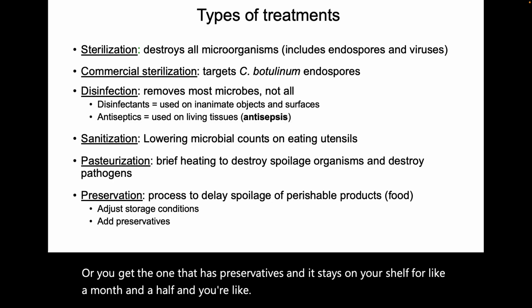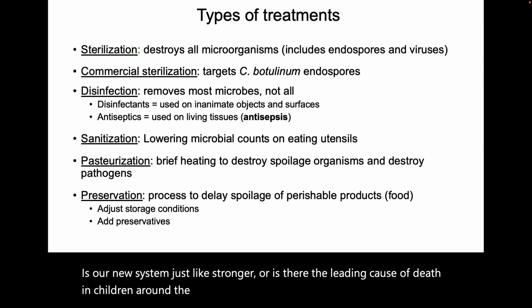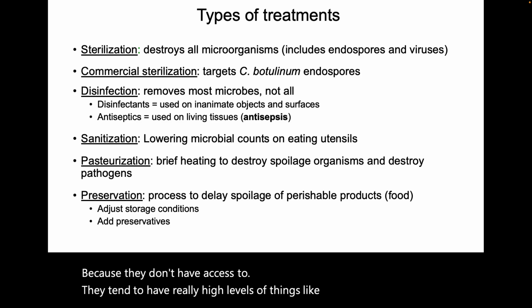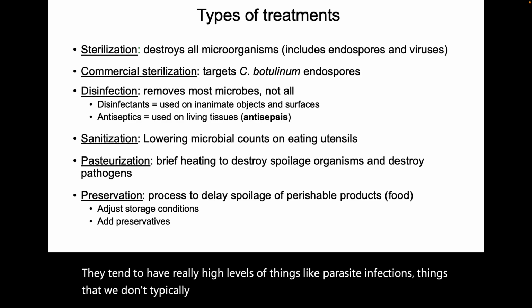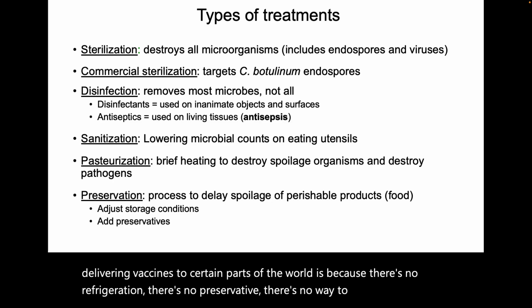So for people who live in like third world countries that don't have all this available, is their immune system just stronger? The leading cause of death in children around the world is diarrhea. Because they don't have access to uncontaminated products. They tend to have really high levels of things like parasite infections, things that we don't typically see here. That's one of the biggest challenges in delivering vaccines to certain parts of the world, because there's no refrigeration, there's no preservative, there's no way to keep it stable for the ones that have to be refrigerated.